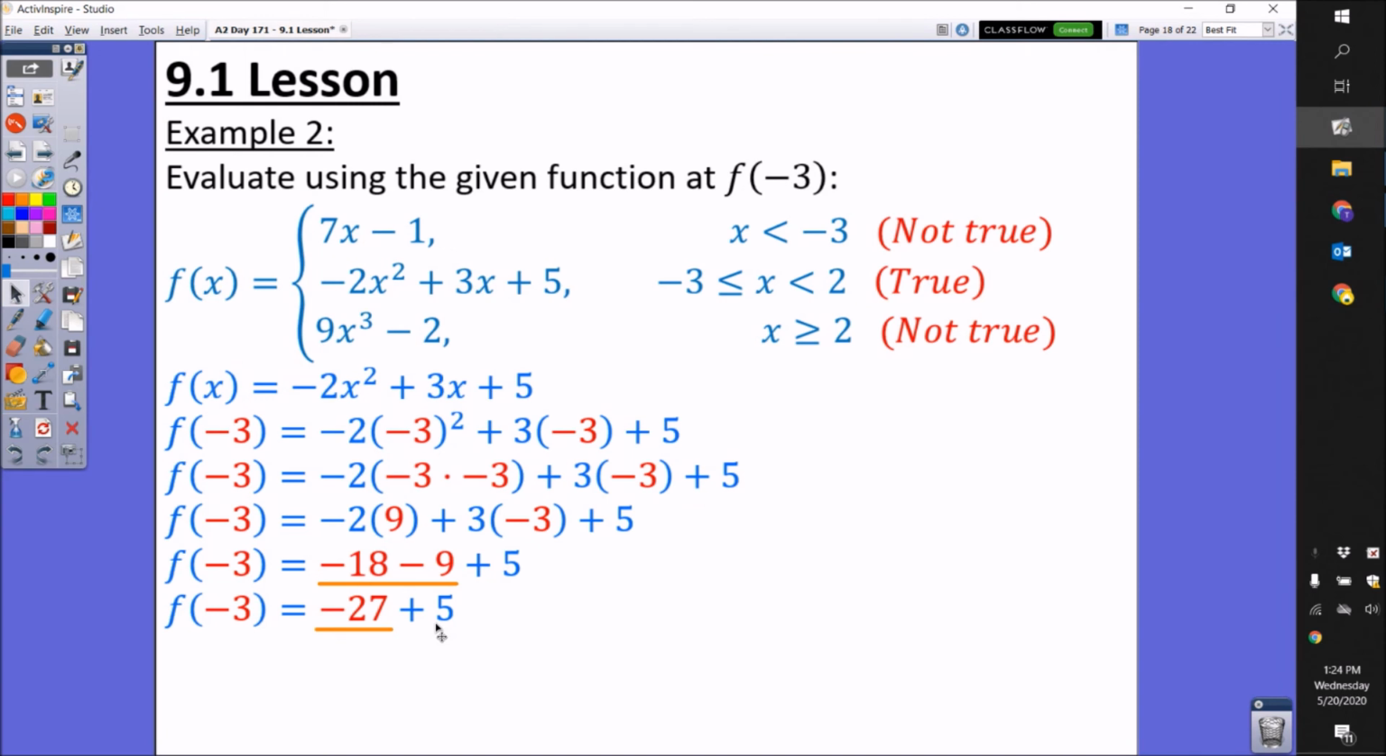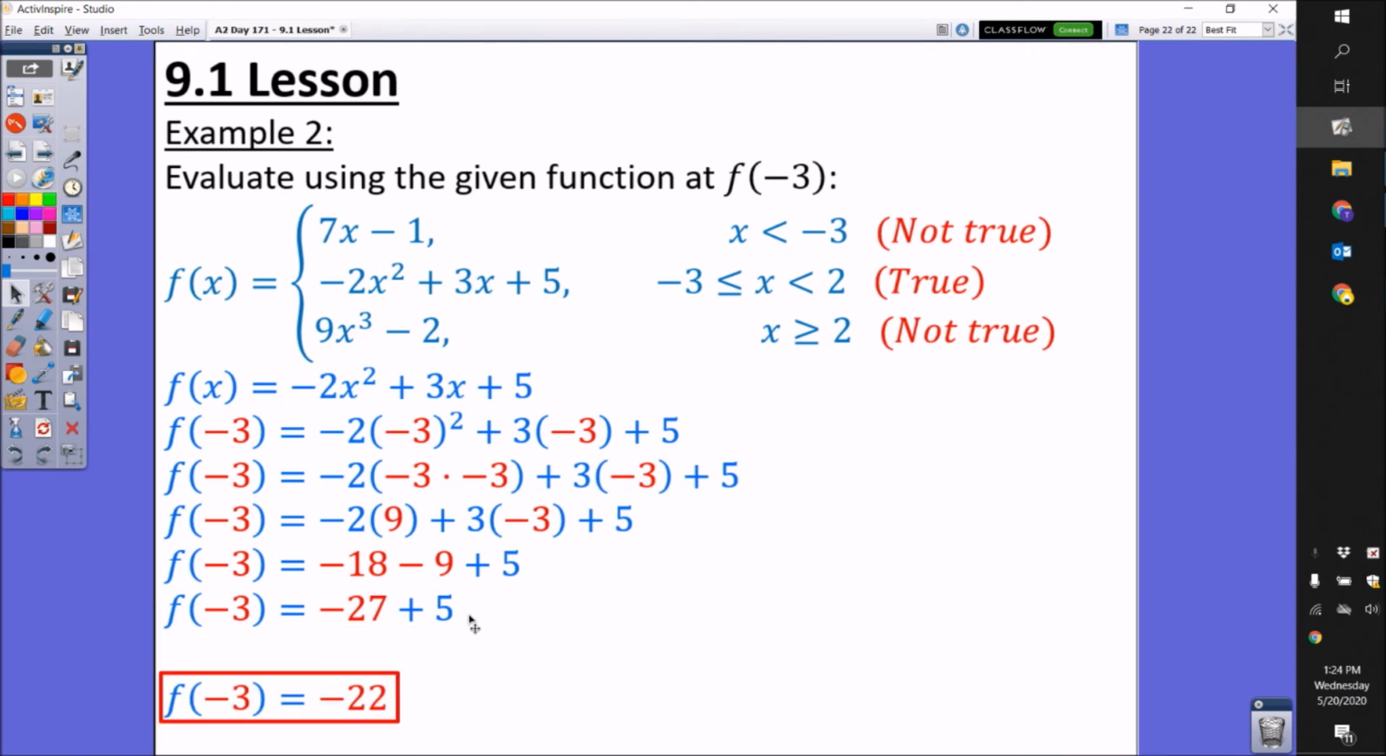So after I combine those two numbers, then I'm going to focus on the last two numbers. Again, I'm just doing this one step at a time. So -27 plus 5 will come out as -22. So since we got it down to a singular number, I'm finished with the add or subtract part. And basically, there's no more operations that we have to worry about. No more of the PEMDAS rules. So that means that what we have at the end is our final answer. So f of -3 is equal to -22.